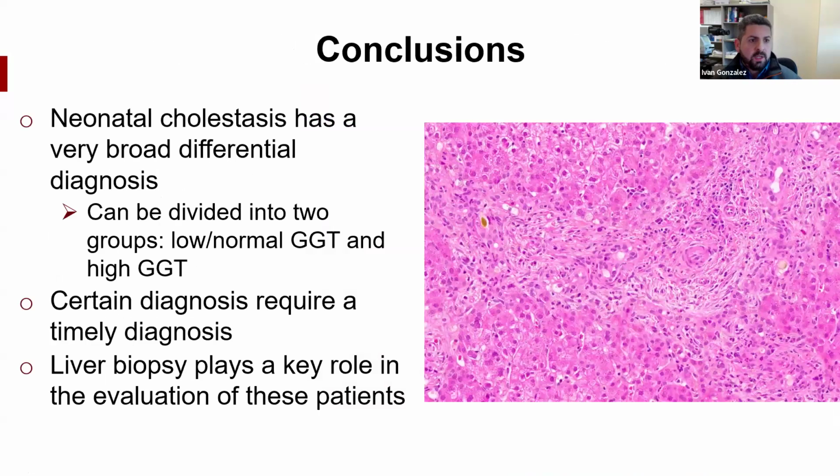In conclusion, neonatal cholestasis has a very broad differential diagnosis, and we can divide it in a very practical approach as low or normal GGT and high GGT. Certain diagnoses require a very timely diagnosis. In these photographs, we're emphasizing that obstructive pattern. You have your ductular reaction and your bile plugs in the lumen of the ductules, so it's telling me there's an obstructive process, importantly, among the differential diagnosis.